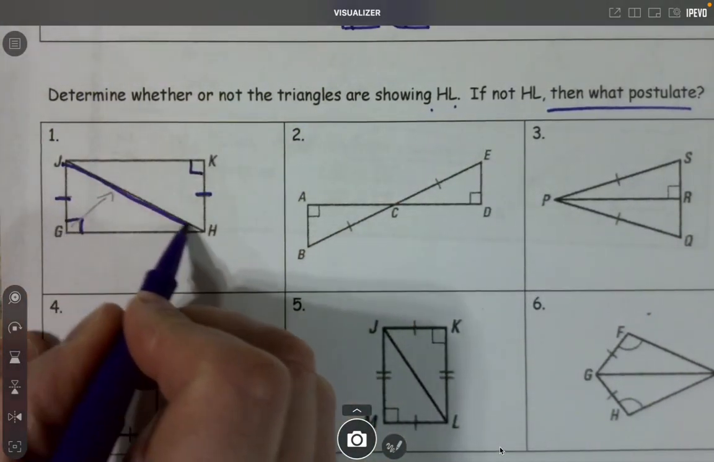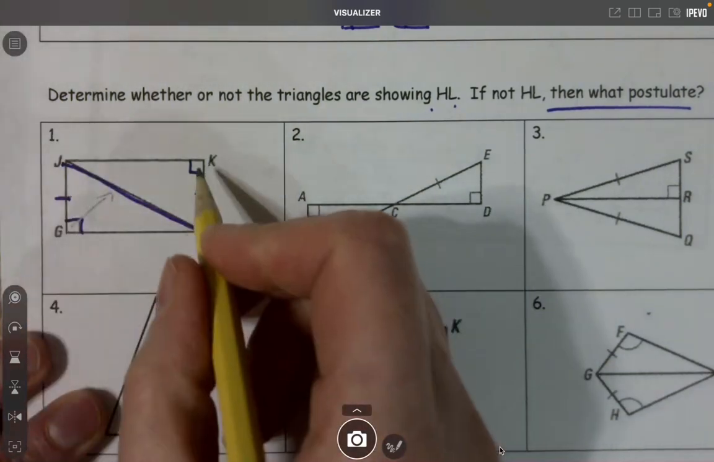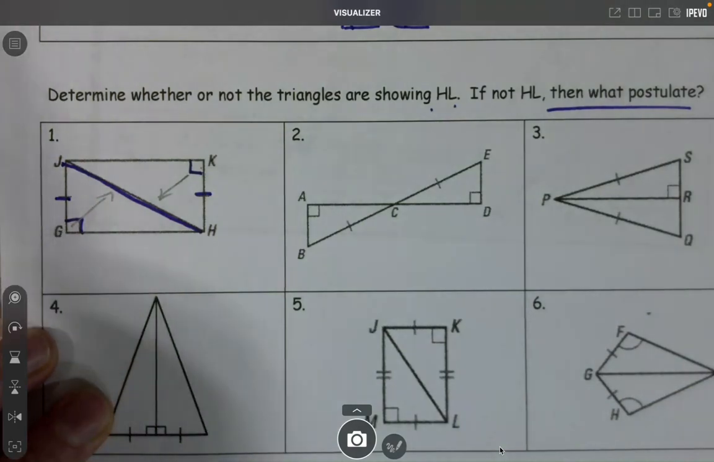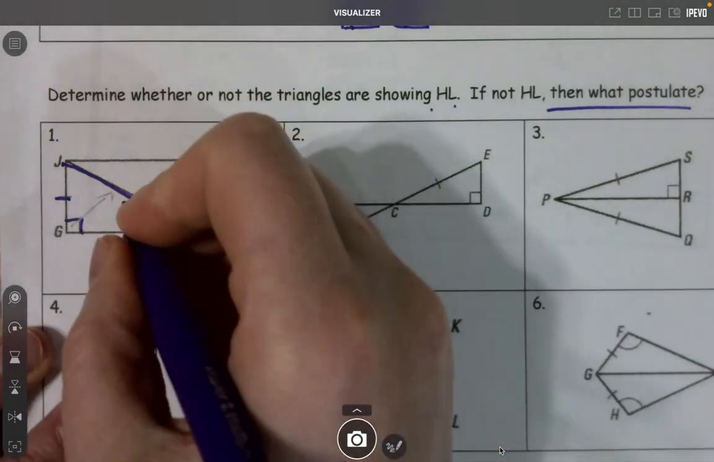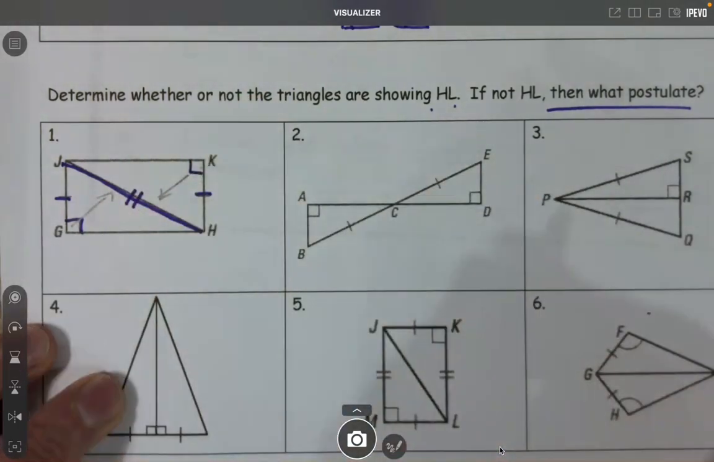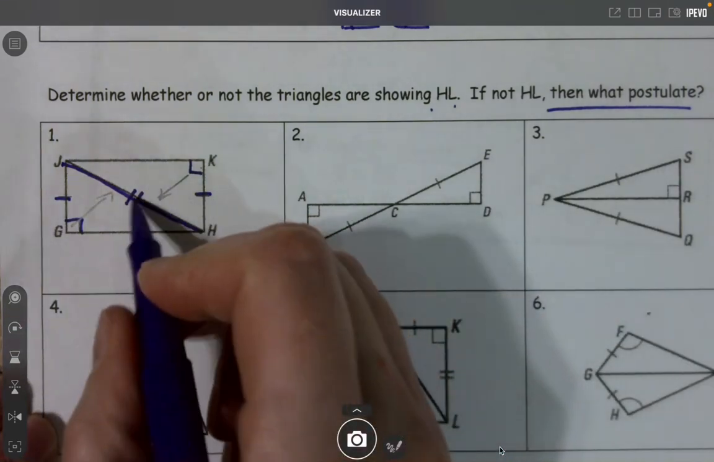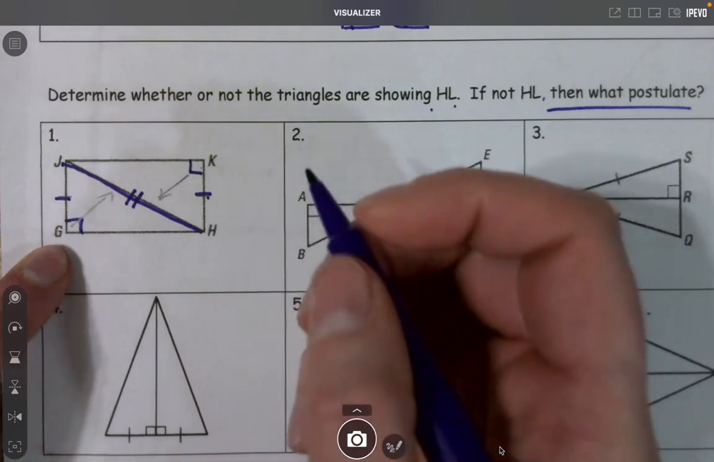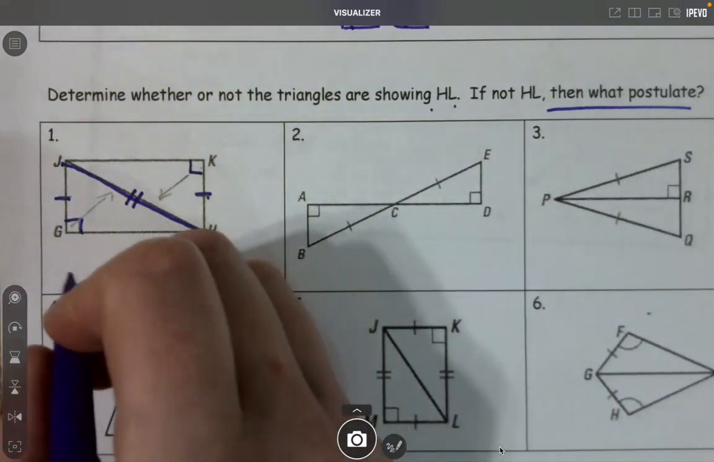So here it is for this one. But when I'm looking at the other right angle, it's also across from that. So this is a shared hypotenuse that belongs to both of them. So I'm going to mark, because that side is congruent to itself. And so now we do have a hypotenuse congruent. We do have legs congruent. We do have a right triangle. So this is going to be yes, HL.